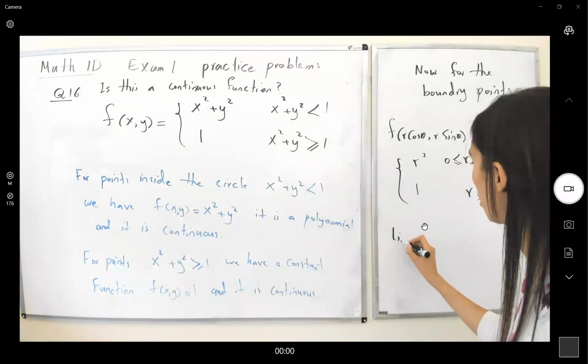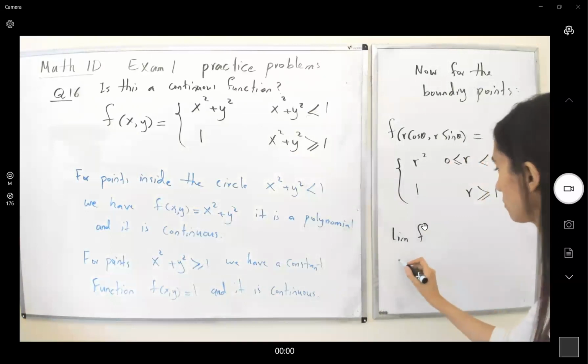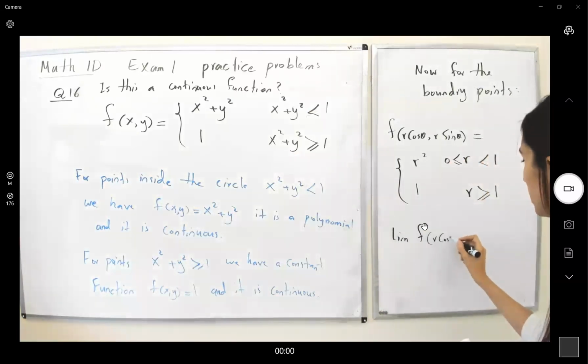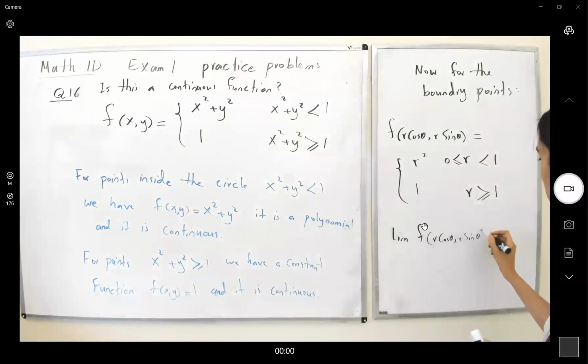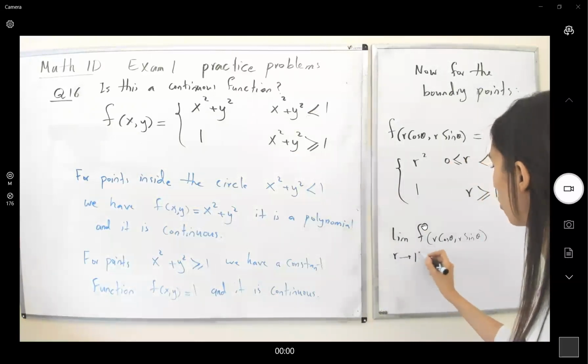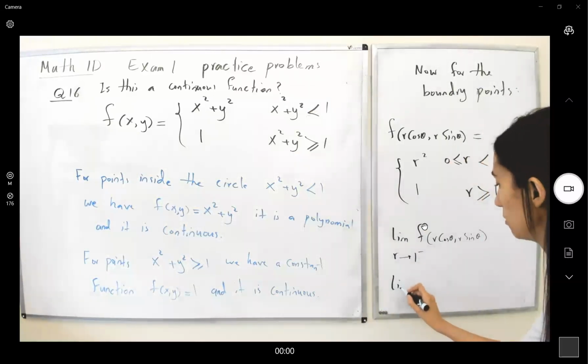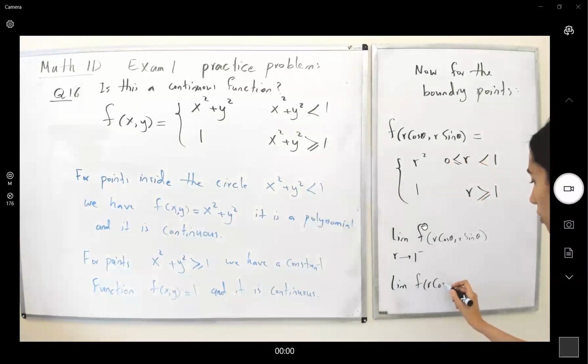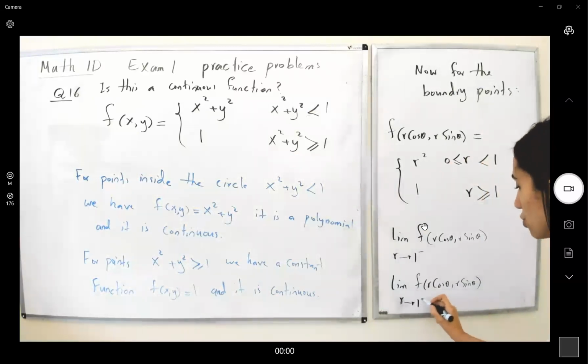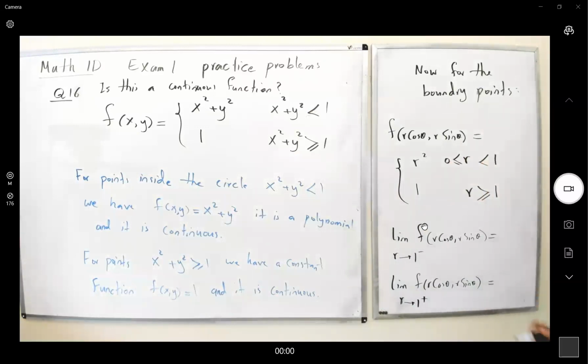So the limit of f of r cosine theta, r sine theta, while r approaches 1 from left, and the limit of function f of r cosine theta, r sine theta, while r approaches 1 from right. I'm checking both of these. From left, I'm approaching 1 from left. I'm using this definition of the function, which is r squared, 1 squared, or 1.